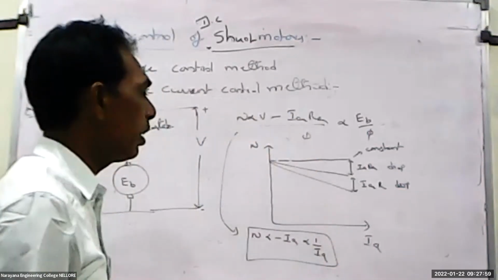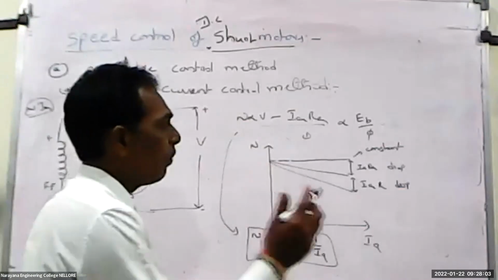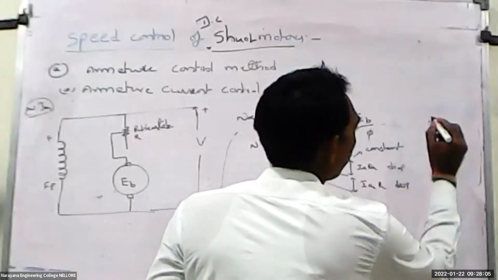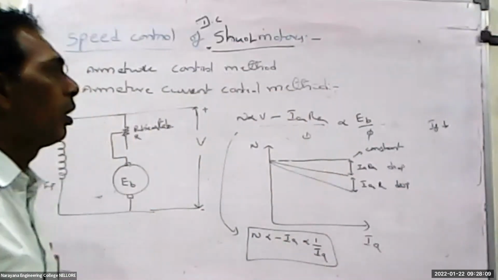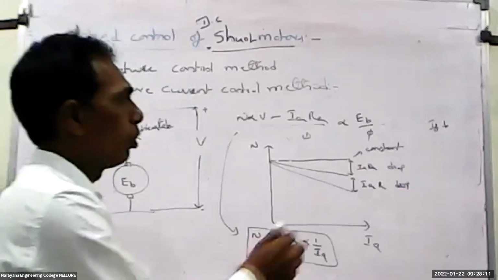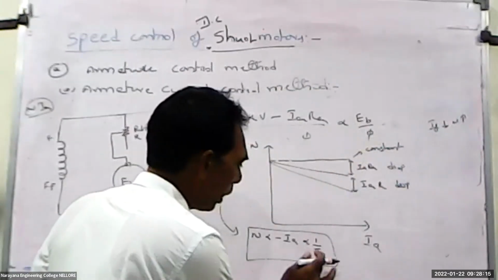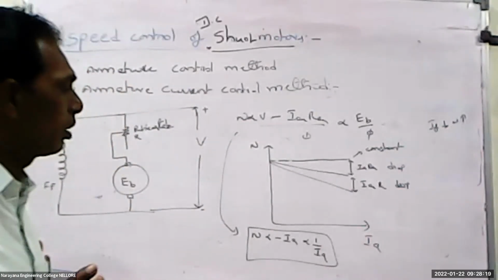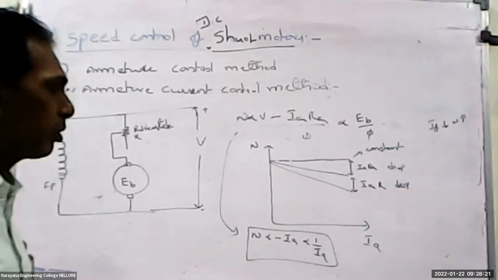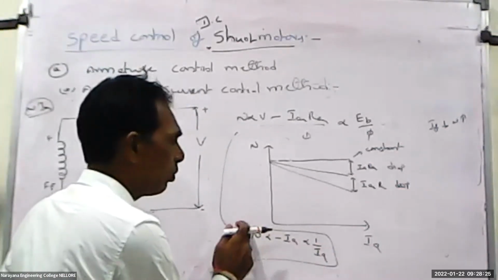N is inversely proportional to 1 by IF. The previous IF value is very less, 2 amperes or below, so speed is controlled above rated speed. But you will observe in IA, the previous IA value is 100 amperes, while the IF value is 1 or 2 amperes. So IA is maximum and speed is very less.